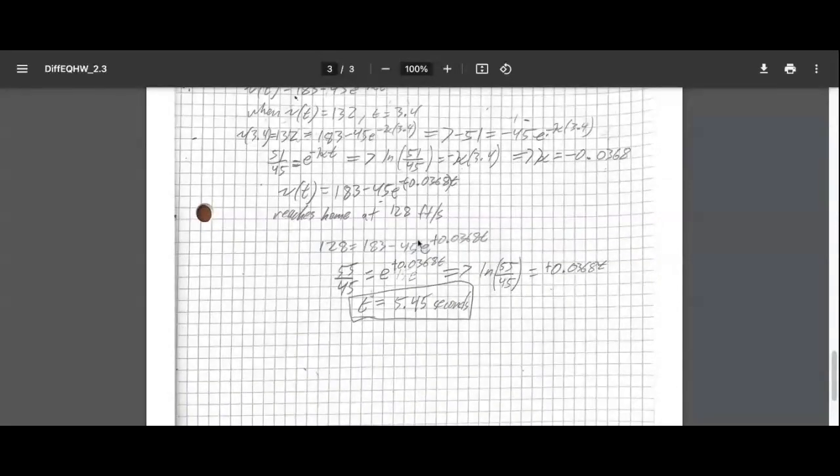I plug it in, I subtract 128 minus 183, and then I divide by the -45. Just take the natural log on both sides, so that gets rid of the e, and then we end up with t equaling 5.45 seconds, and that's my final answer.